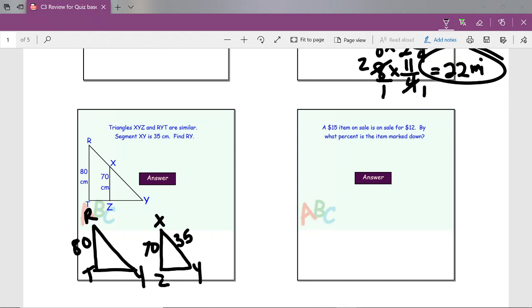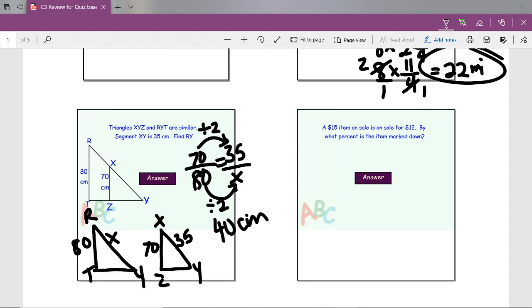So I could set up a proportion here to talk about the corresponding sides. So that side that's 70 corresponds to the side that's 80. So 70 over 80 equals, well, if I want RY, I want to know that 35 relates to X somehow. Well, there's a lot of ways to do this. I would actually look at this and say 70 divided by 2 equals 35. So 80 divided by 2 is 40 centimeters. And that's our answer. So I would set up that proportion, but then find a scale factor.